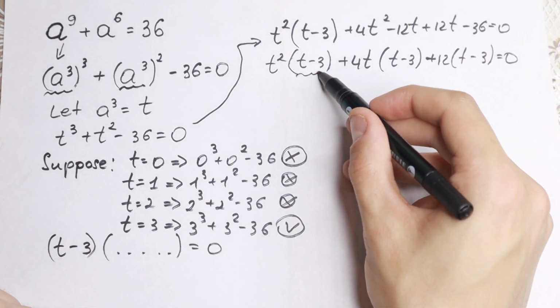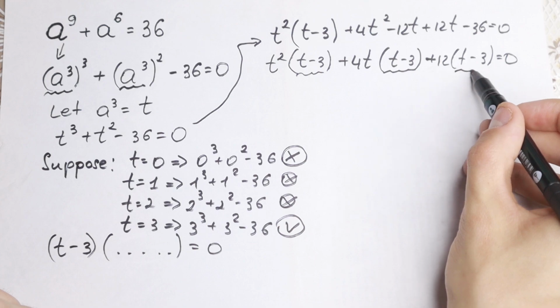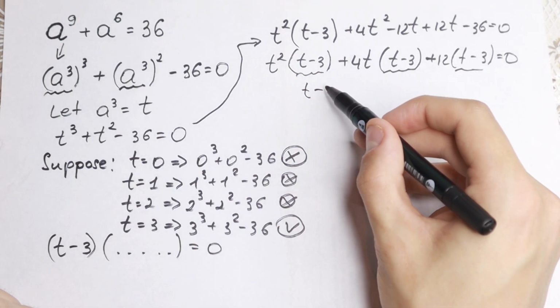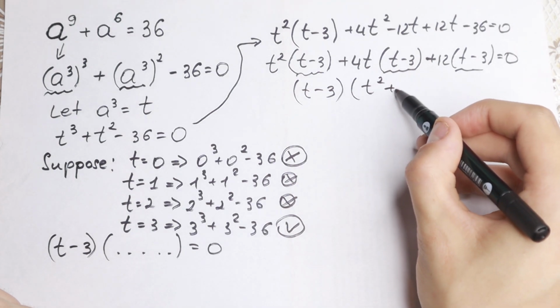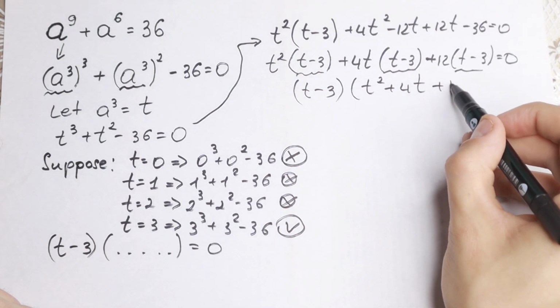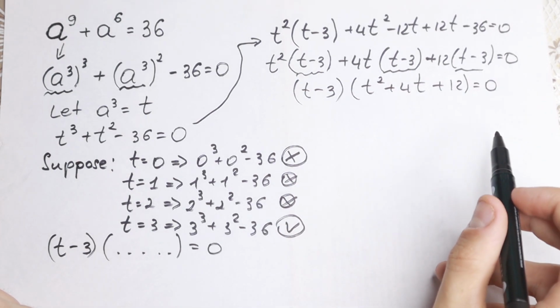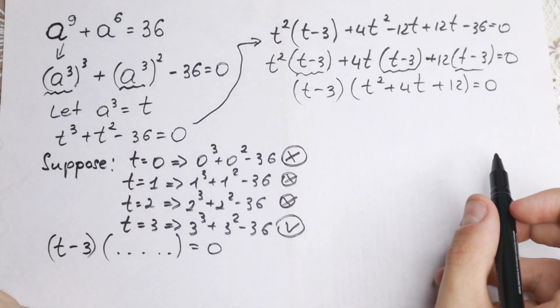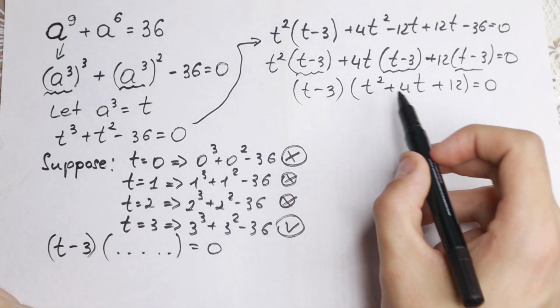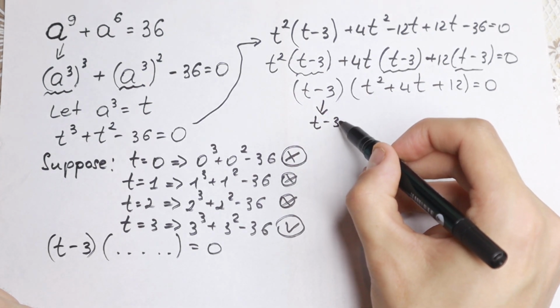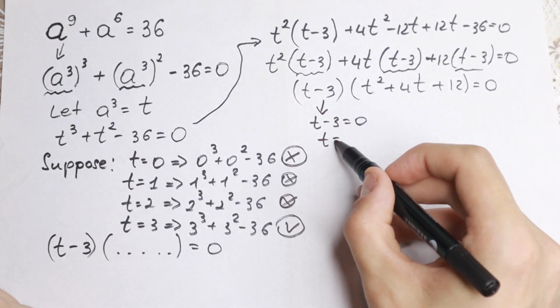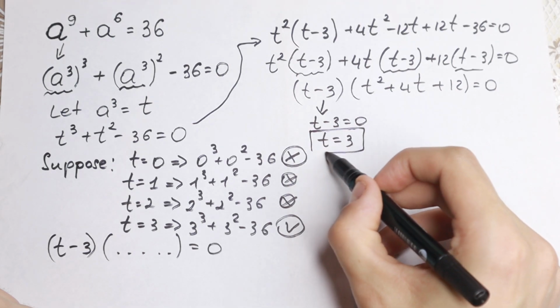And finally, we can easily factor it. We have all these elements right here. So we have t minus 3, and in the second parentheses, t squared plus 4t plus 12, equal to 0. So finally we factored our problem. We have a product equal to 0. So first parenthesis equal to 0, so t minus 3 equal to 0. From here t equal to 3. This is our first solution.